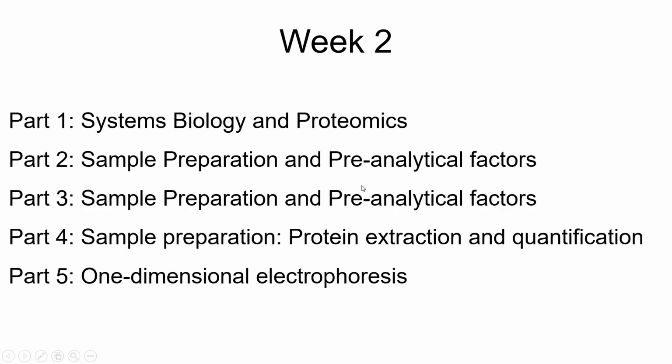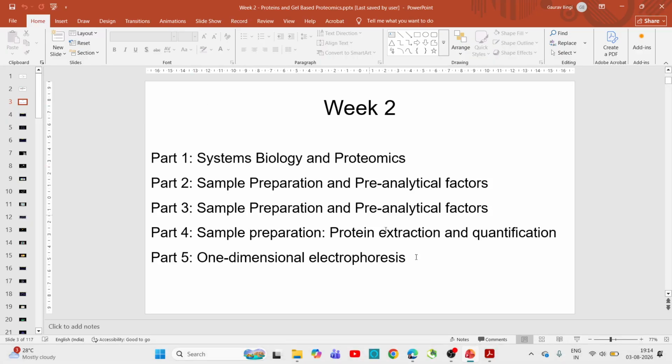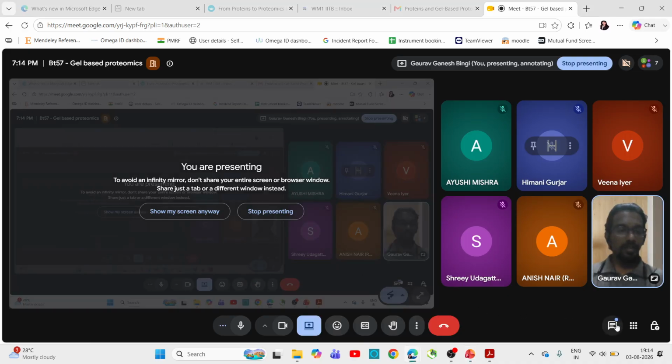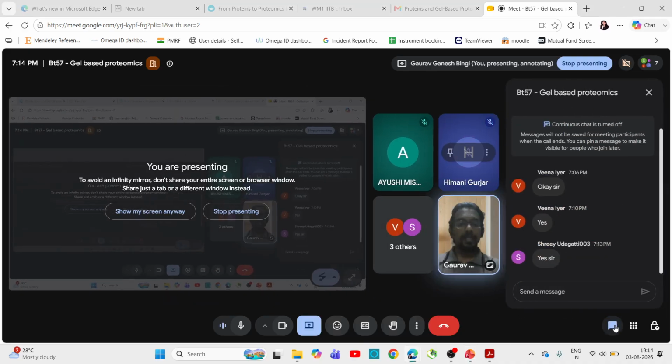So coming to the introduction of system biology, does anybody know what system biology is? Can anybody define what system biology is? Have you heard about that term anytime? The people who can unmute, it would be much better so that we can interact and then go ahead with the lecture. If it is not possible to unmute, that's fine. At least write it in the chat box.